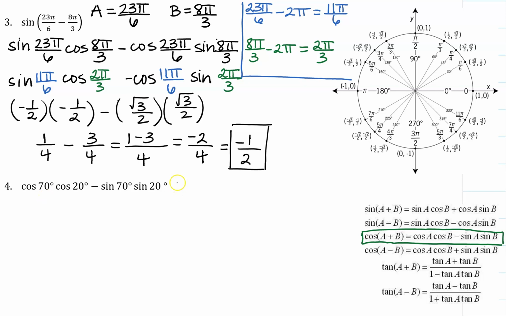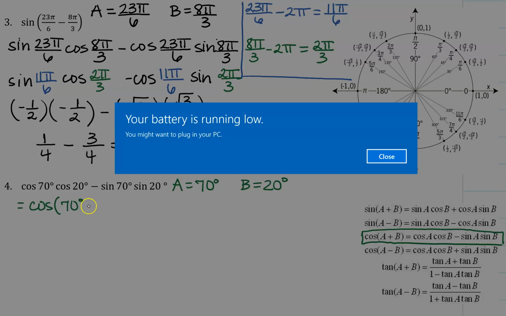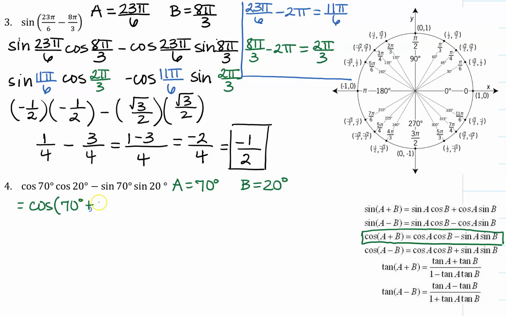And so our a is equal to 70 degrees, and our b is equal to 20 degrees. That just comes from matching this expression with the right-hand side of this: cosine cosine minus sine sine. So the left-hand side of this tells us that all of this is equal to cosine of a plus b, which is cosine of 70 degrees plus 20 degrees, which is equal to cosine of 90 degrees. And cosine of 90 degrees, we can see on the unit circle, is equal to 0. And so that is our answer for example 4.